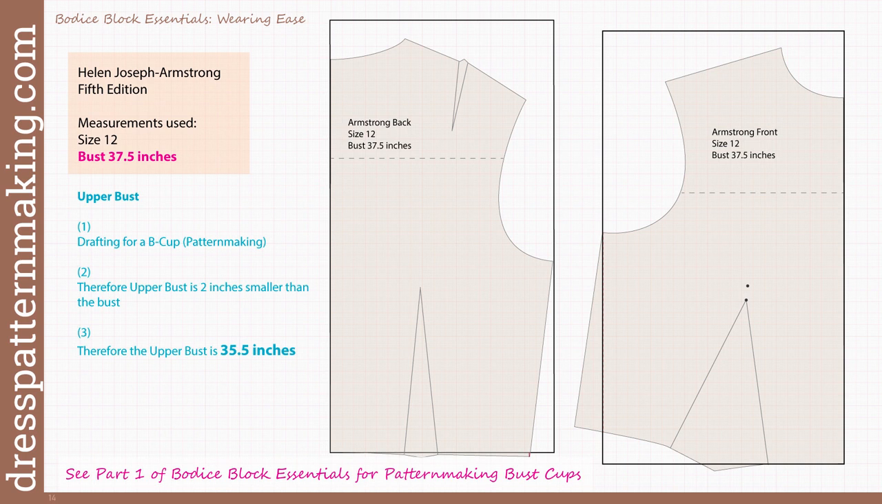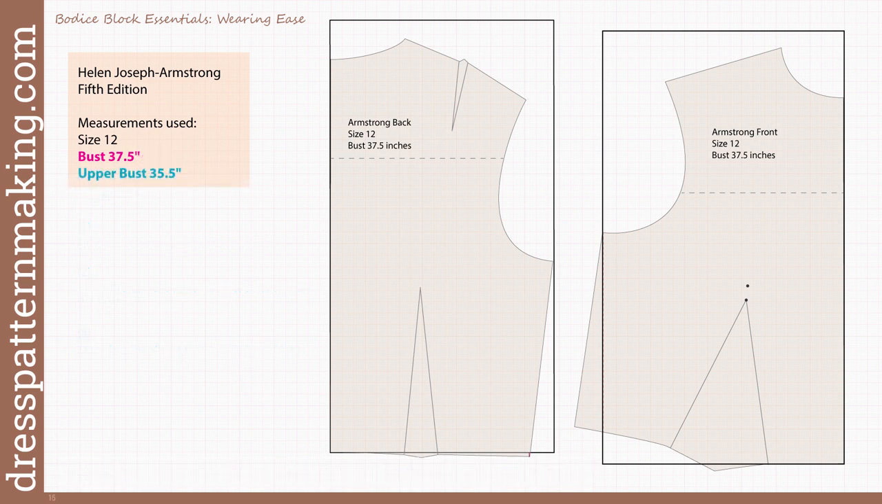The same thing for the upper bust. The upper bust is assumed to be 2 inches less than the bust. How do I know that it's 2 inches? If you've watched my previous video in the Bodice Block Essentials series, remember that the bust cup is determined by the difference between the bust and the upper bust. The standard figure has a B cup. A B cup has an upper bust 2 inches less than the bust. Therefore, if the bust is 37.5 inches, then the upper bust is 35.5 inches.